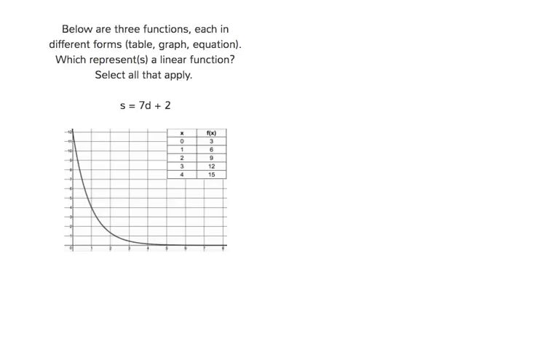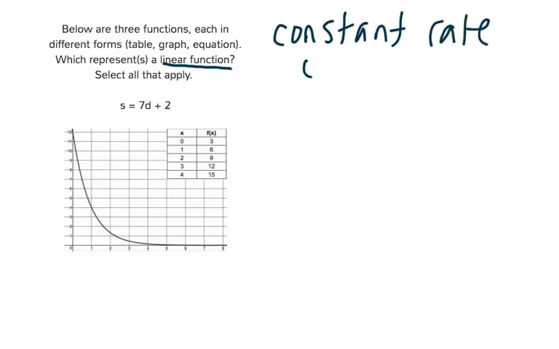Below are three functions, each in different forms. So we have a table, a graph, and an equation. Which represents a linear function? Select all that apply. So when I'm thinking of a linear function, that means that we have a constant rate of change.